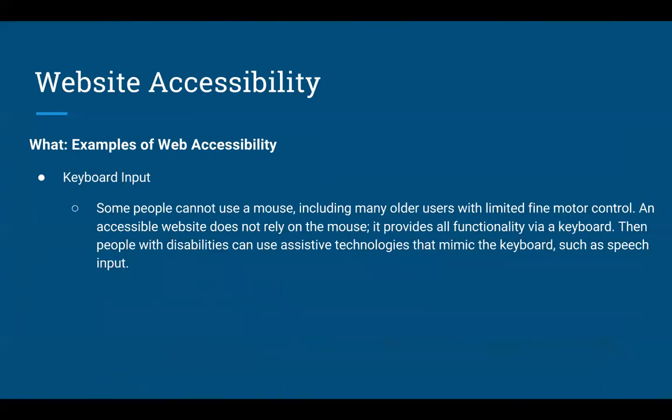And then we have keyboard input. Some people cannot use a mouse, including many older users with limited fine motor control. They just have a very hard time using a mouse. So an accessible website does not rely on the mouse. It provides all functionality via a keyboard. Then people with disabilities can use assistive technologies that mimic the keyboard, such as speech input.